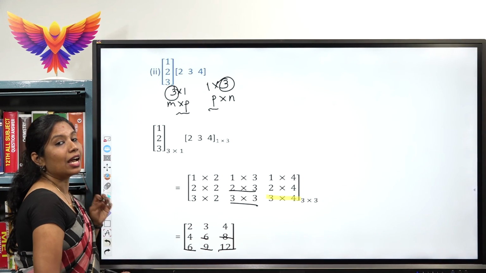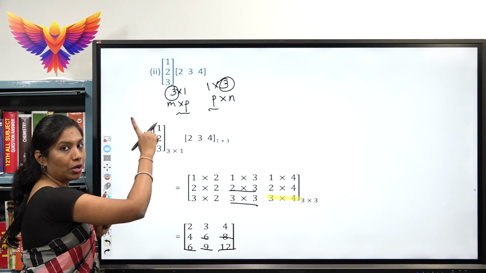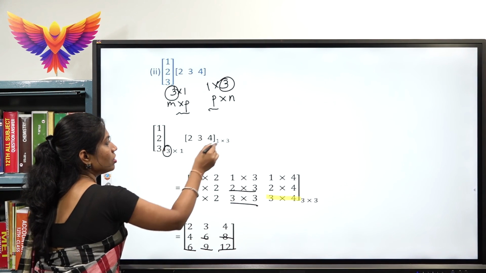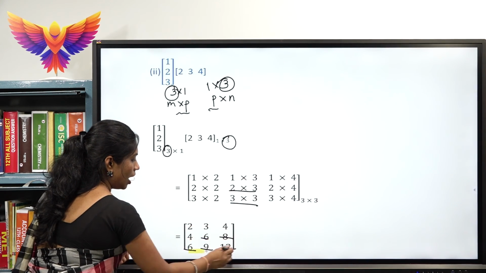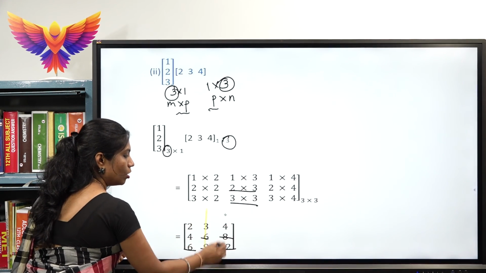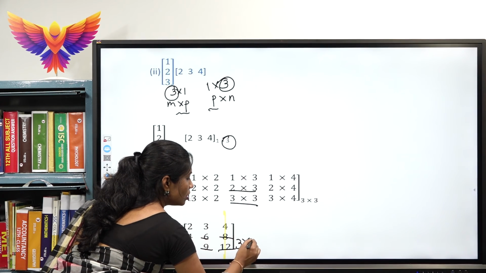So, finally, I have ended up with a matrix of order M cross N from the given question, which is 3 cross 3 here. We can clearly see we have 3 rows and 3 different columns here, right. So, I will be getting it as a 3 cross 3 matrix.